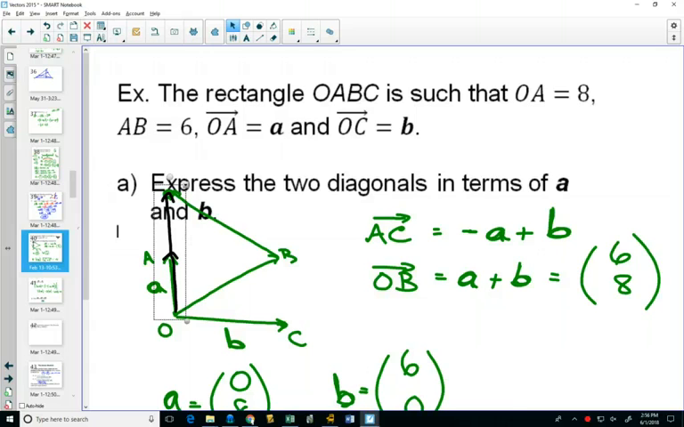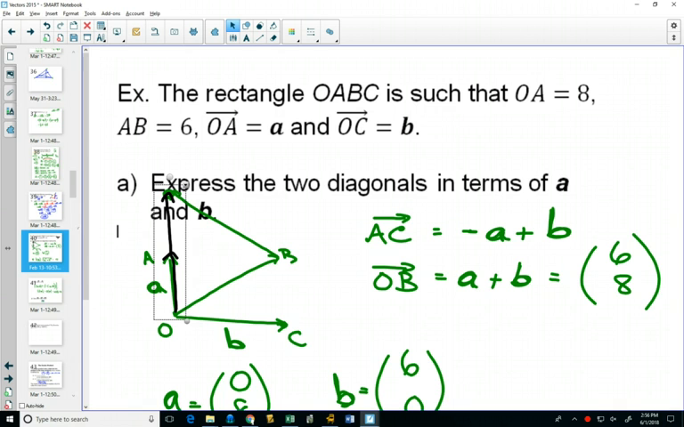We have a rectangle OABC. OA is 8, AB is 6, and so I've really drawn it badly to scale down here, but I've got my OABC. The shorter side is 8 and the longer side in the picture is 6. Everybody okay with that? Excellent.